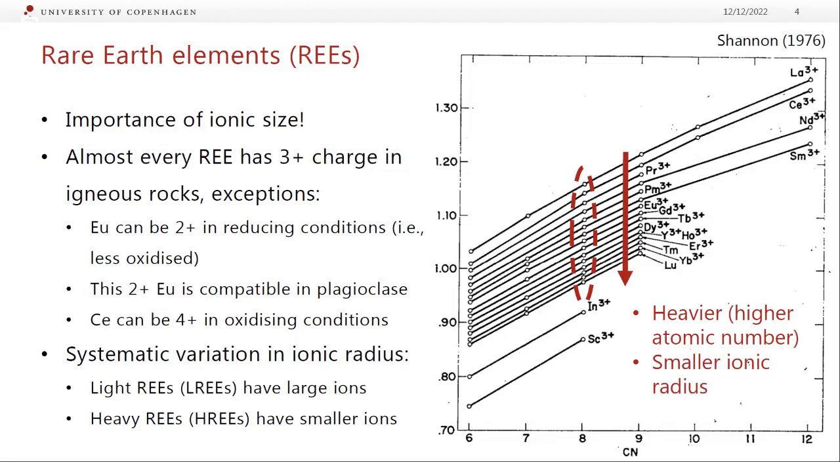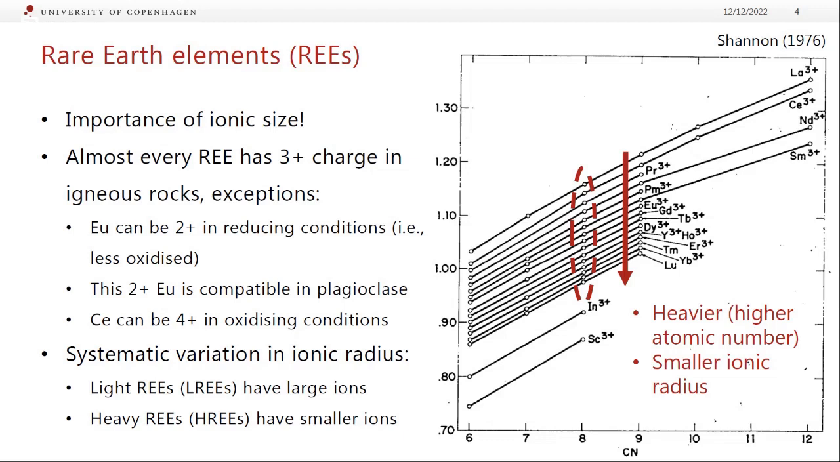There's also a systematic variation in ionic radius. The light rare earths have large ions and the heavier earths have smaller ions. Now, I know that's slightly different to what I was talking about before. I said that as the atomic number goes up, the ion tends to get bigger, but that's in very broad terms, from hydrogen to uranium. Across a group like this, there is actually this systematic change towards smaller ions, and I can't quite remember why that is. No worries.